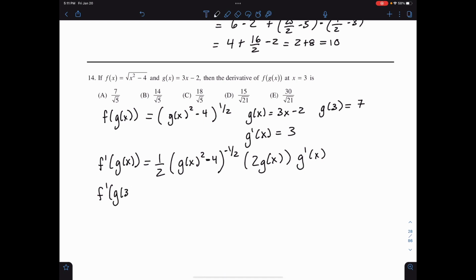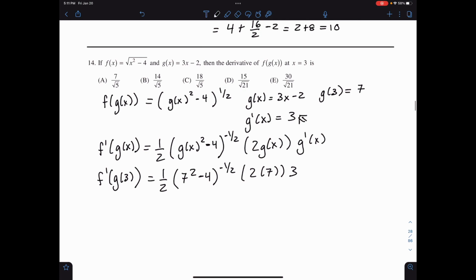So I'm looking for f prime of g of 3, which is equal to 1 over 2 times that g of 3, which is 7, so 7 squared minus 4 to the negative 1/2, times 2 of g of 3, which is 7, times g prime of x, which is g prime of 3, which happens to be 3. And I know that from up here. And now I just simplify. So this is 1/2 times 7 squared, which is 49. So 45 to the negative 1/2 times 2 times 7, which is 14, times 3.